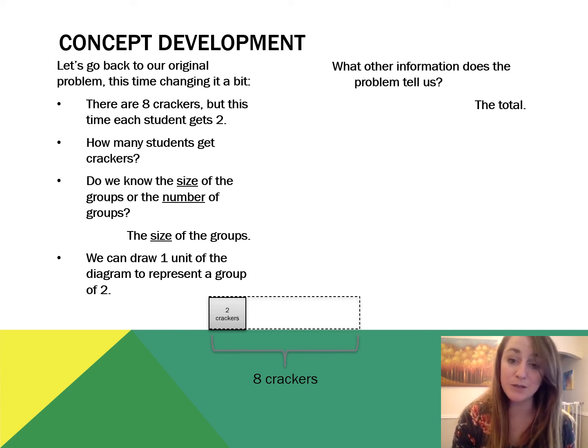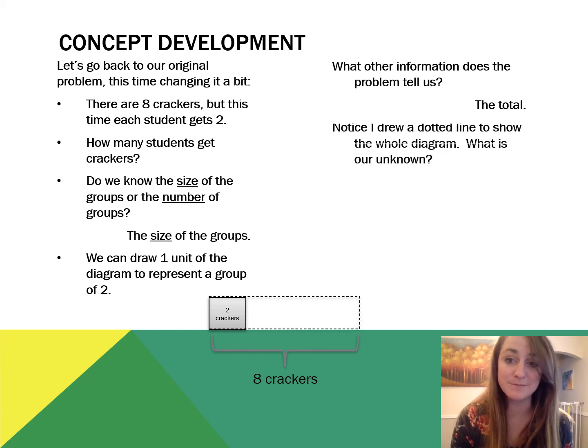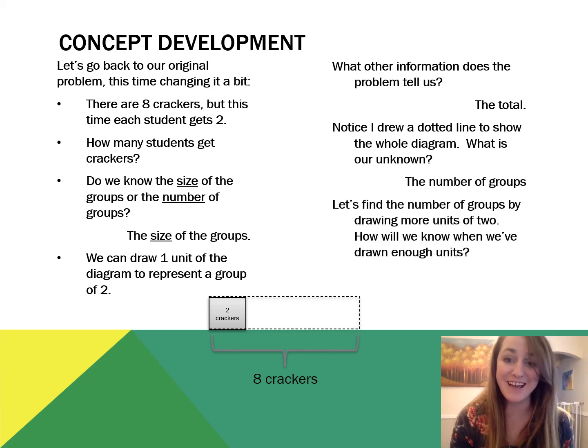Since we don't know how many groups, I'm just going to draw a dotted line. Notice I draw a dotted line around the whole thing. What is our unknown? The number of groups. Let's find the number of groups by drawing more units of 2. How will we know when we've drawn enough units? When we get to the total, 8.